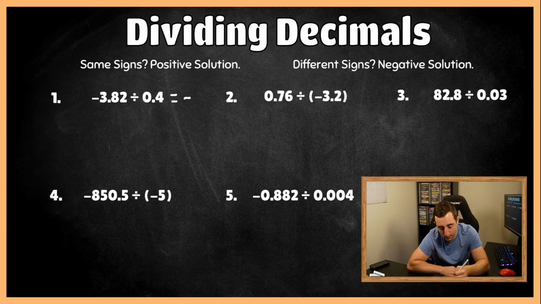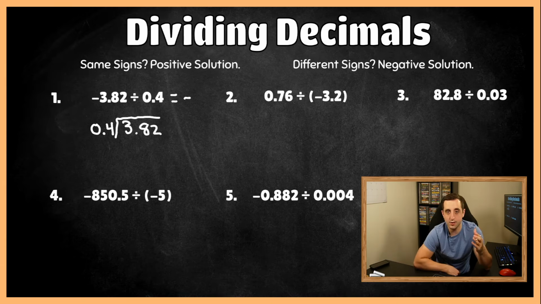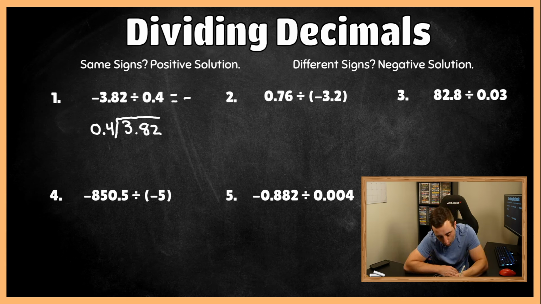So the first number is always going to be on the inside, which is known as your dividend. So this is 3 and 82 hundredths divided by 4 tenths, and this is known as your divisor, the number on the outside. Now the number on the outside, you want to change it so it's no longer a decimal. So we do that by moving the decimal point as far right as it can possibly go. For this one, the furthest we can go is moving it one place value to the right, making it 4 now. But when that change happens, you also have to move the decimal point that's on the inside, or your dividend, one place value to the right. And now we have a new problem that looks like this.